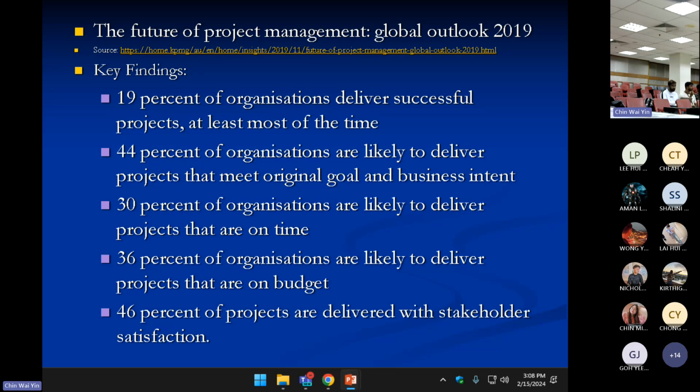Right? That's the statistic. 90% of organizations deliver successful projects most of the time, which means 81% does not. Very high percentage, right? Of organizations fail to deliver on time. Then 44% of organizations are likely to deliver projects that meet the original goal and business intent.